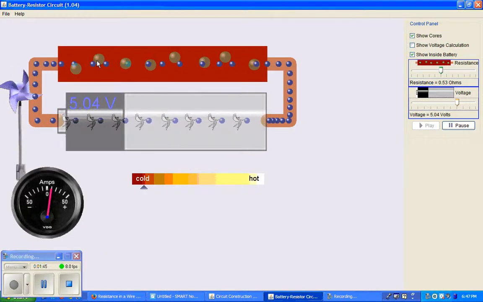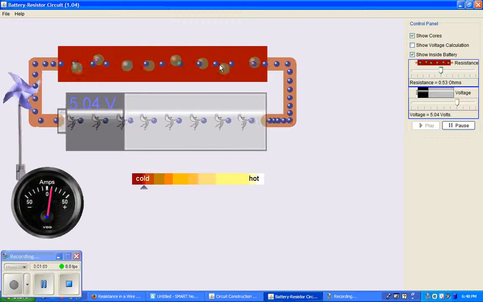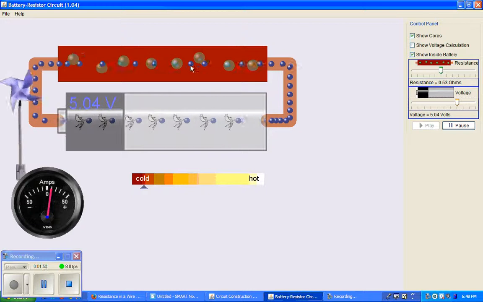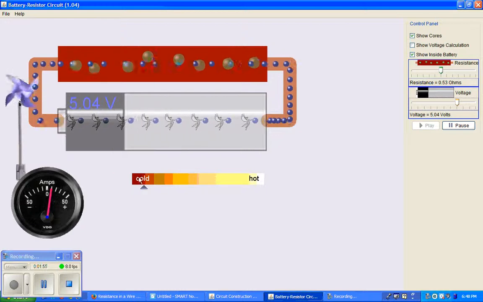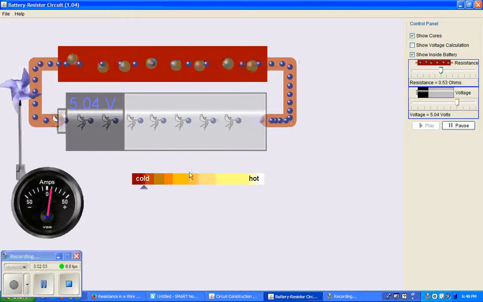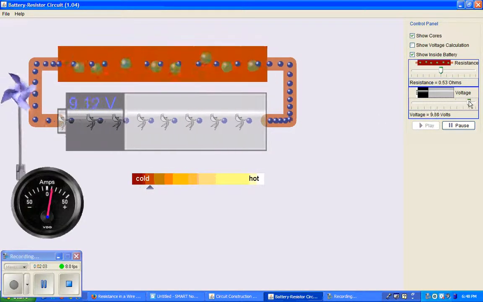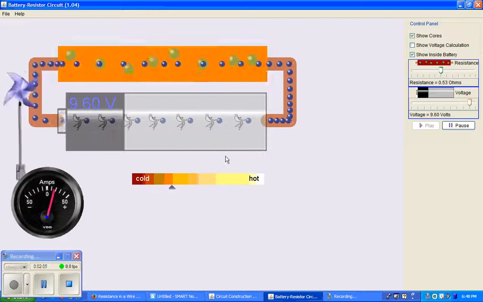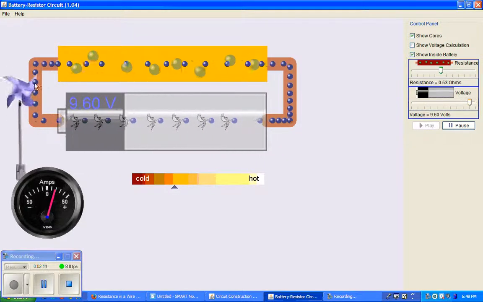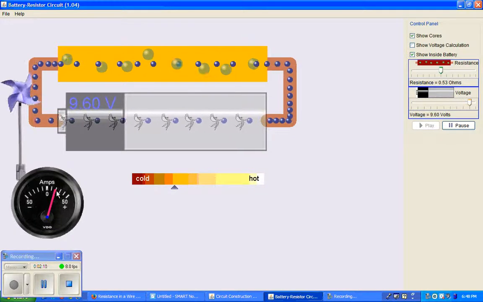And we get more random motion of the atoms or molecules that make up the resistor as the electrons smash into them, and that's what causes a greater increase in temperature in our circuit and in our resistor. If I increase the voltage again, let's go to 9.6, and again you can see the current has gone up. The pinwheel's going faster. Our current is near 2 amps.